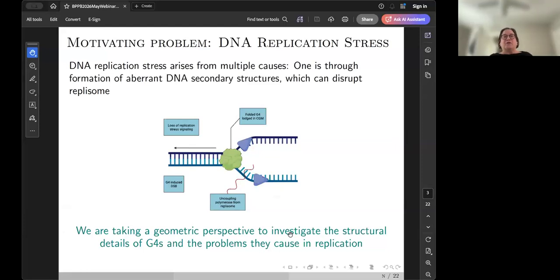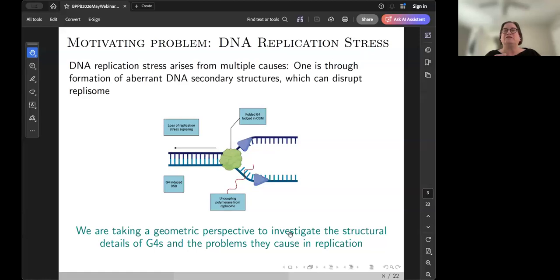So the problem I'm going to be talking to you about involves what's called DNA replication stress. DNA replication is exactly what it sounds like. It's where the double-stranded DNA in a cell is copied quite faithfully to produce daughter strands that then can go on into making new cells and so on. But there are ways that this process can go wrong.